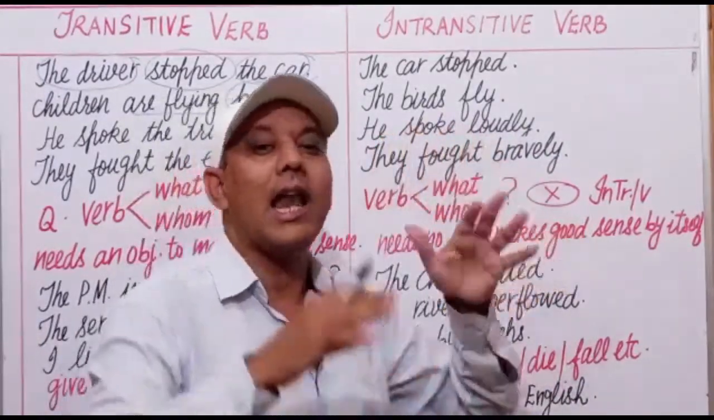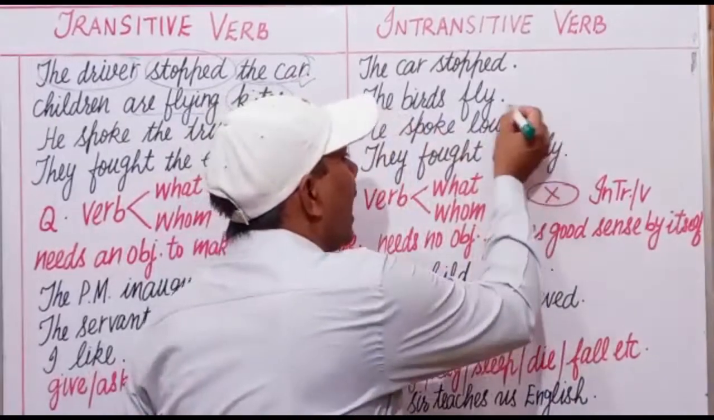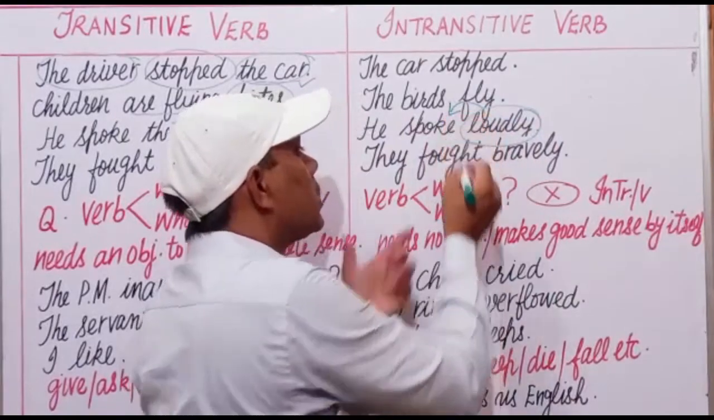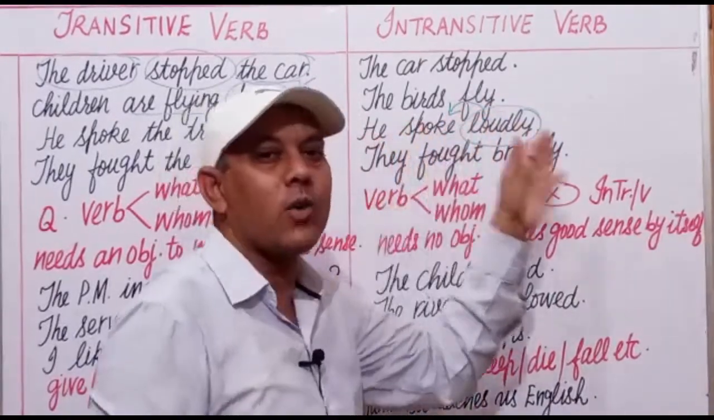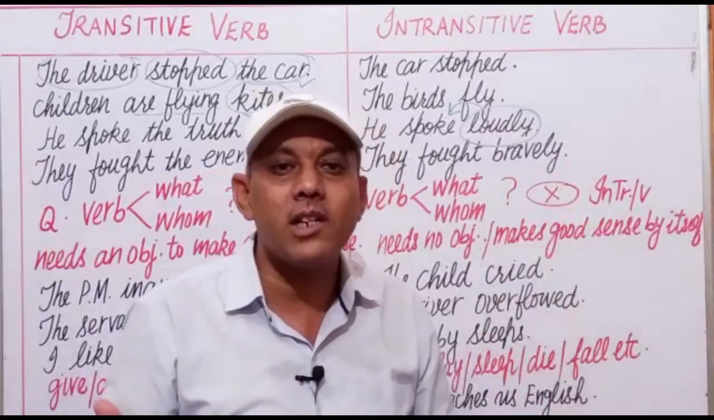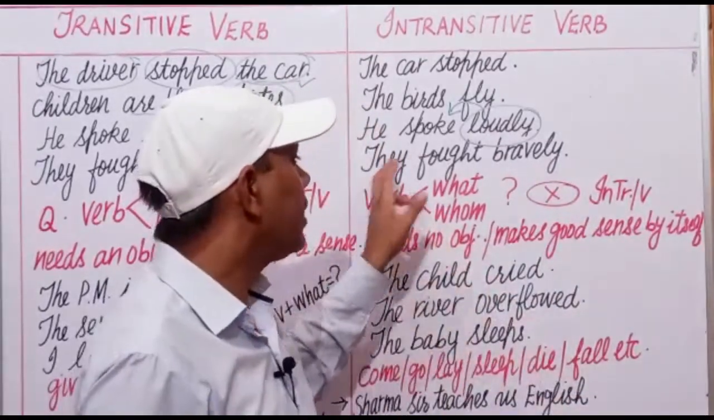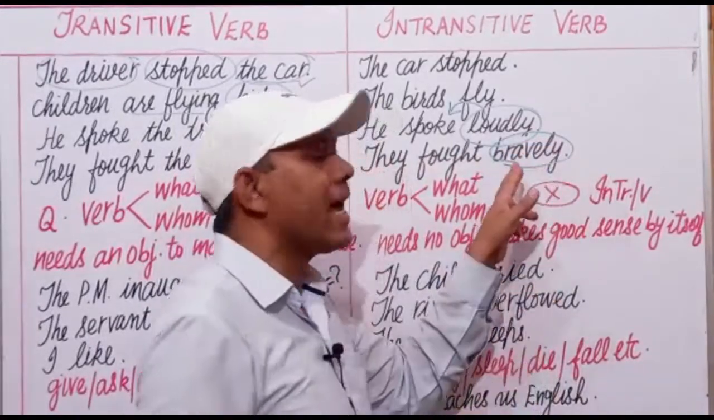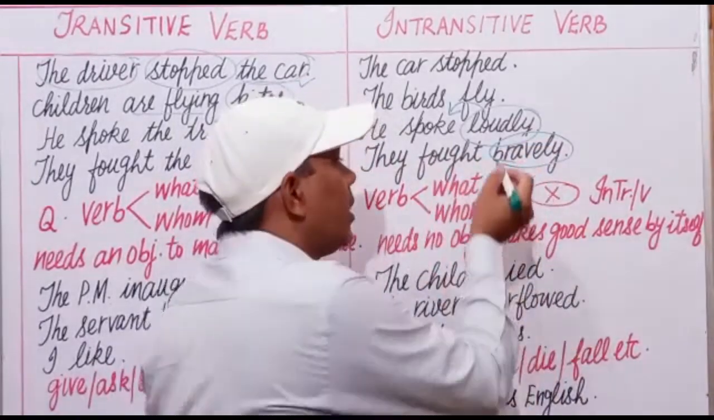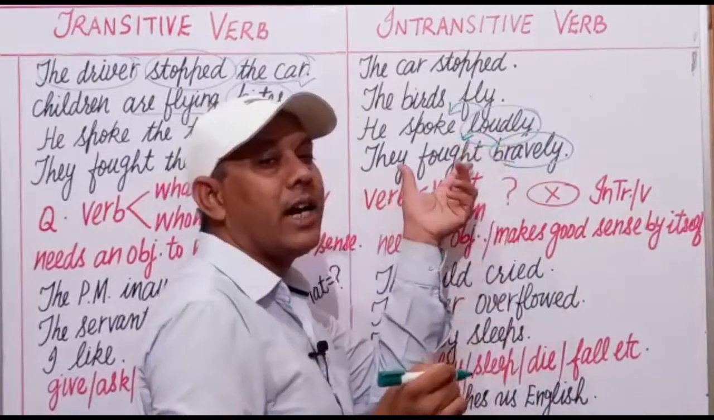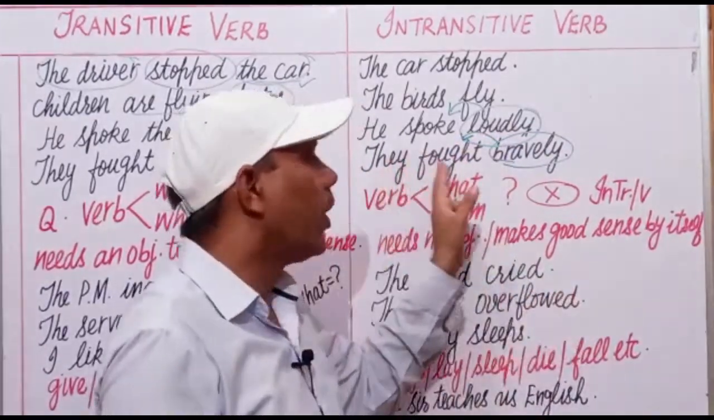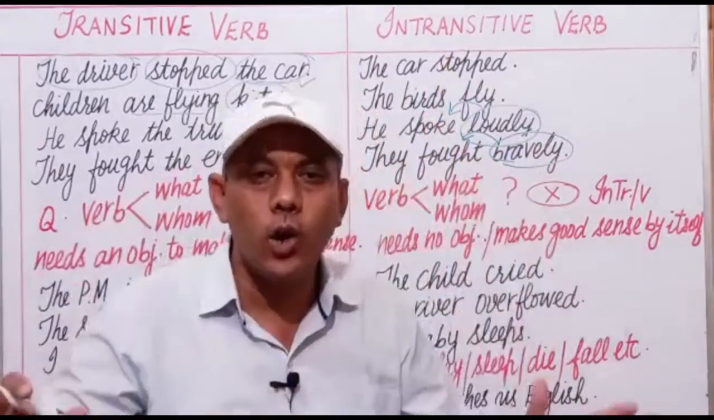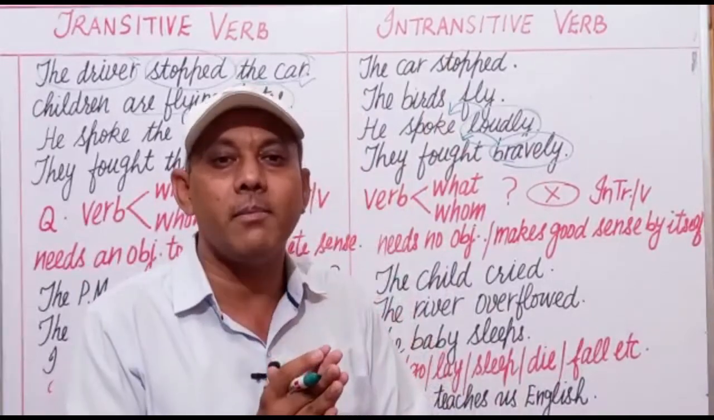He spoke loudly. Here, the word loudly is an adverb, which is qualifying the verb spoke. He spoke loudly. Needs no object to complete the sense. And they fought bravely. Again, the word bravely is an adverb of manner, which is qualifying the verb fought. These four sentences need no object to complete the sense of them.